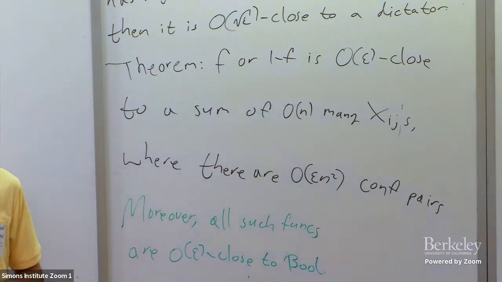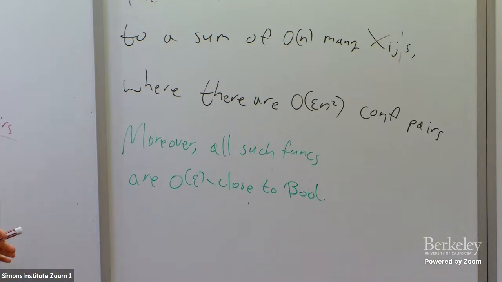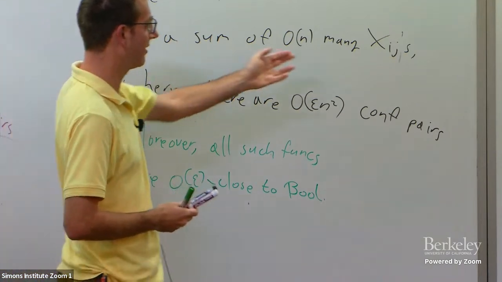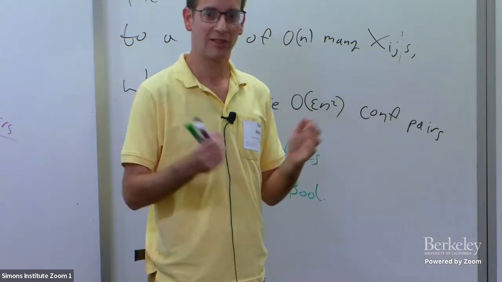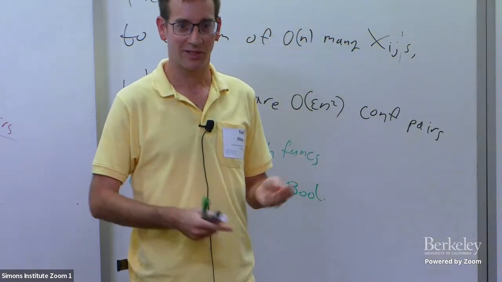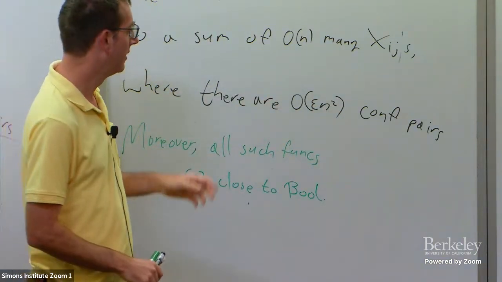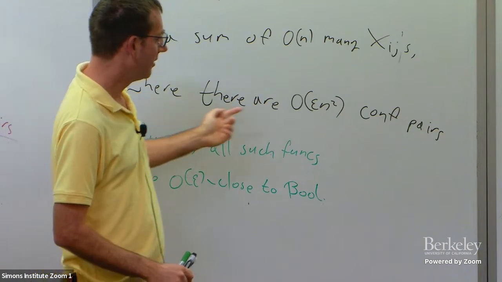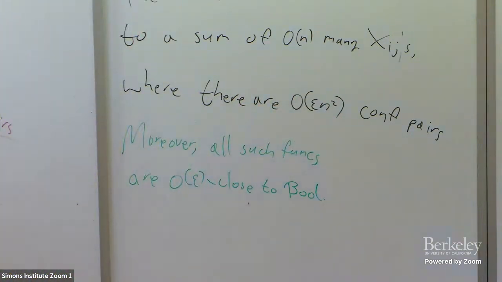Okay, so again, in this setting, either f or 1 minus f is going to be close to a sum of these xij's, so a sum of coordinates, a sum of not too many of them. For a dictator, we need at most n, or at most n minus 1. Here I promise you at most order n, and there are not so many conflicting pairs. So this is the back of the envelope calculation. This is the structure that I promise you.